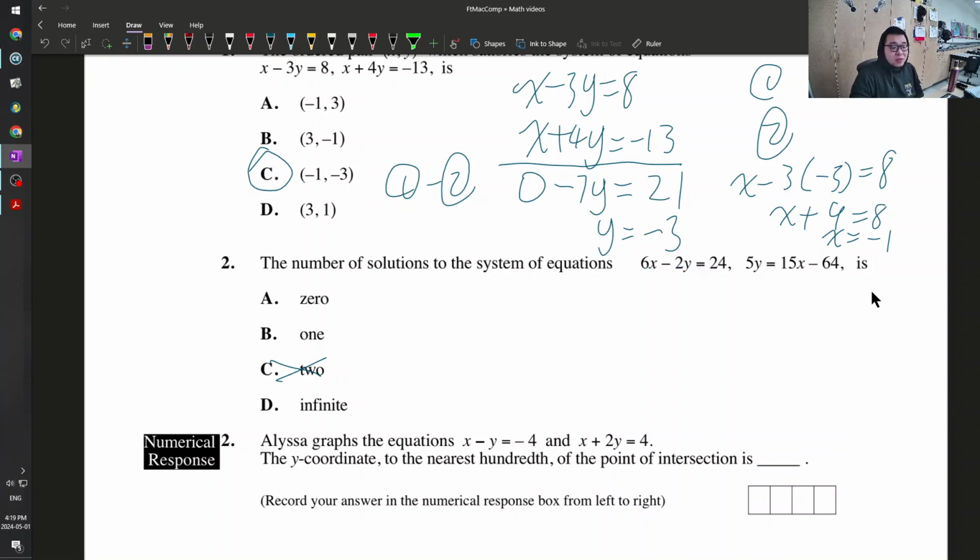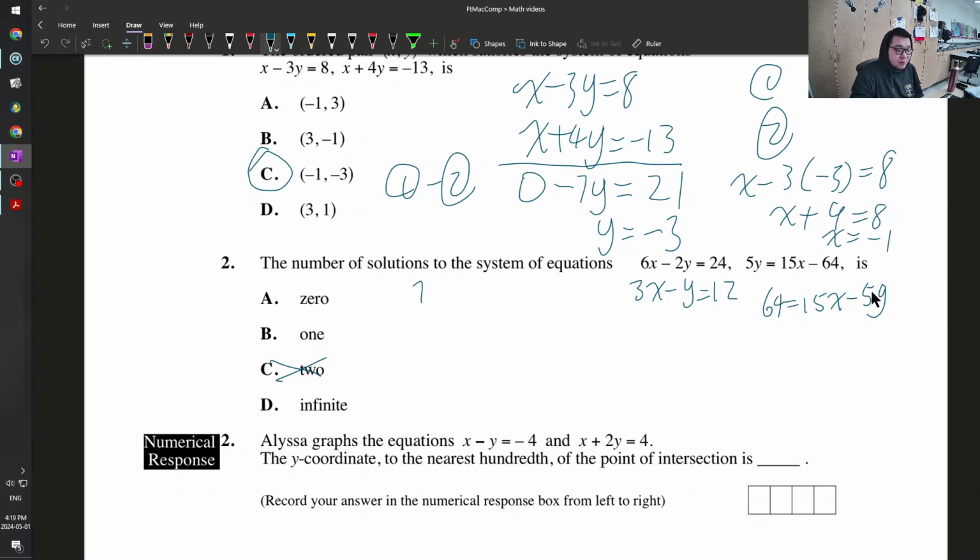The first one is divisible by 2, so let's divide everything by 2. We get 3x minus y is equal to 12. For the second one, nothing is divisible, so we just stick as is. Let's move y, so let's subtract 5y on both sides and then add 64. So we get 15x minus 5y is equal to 64.